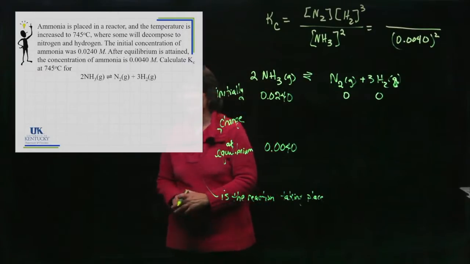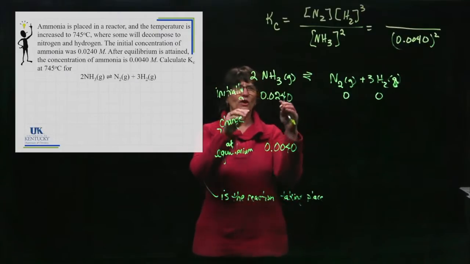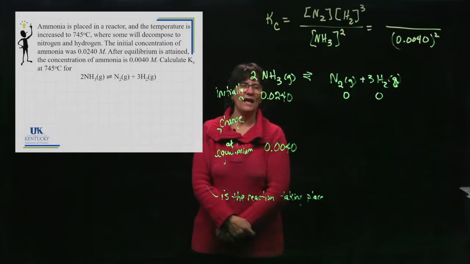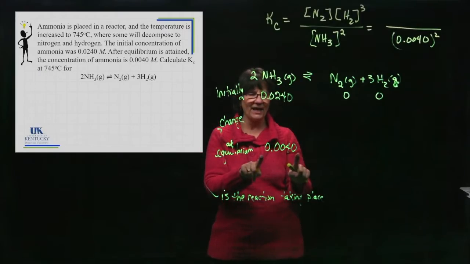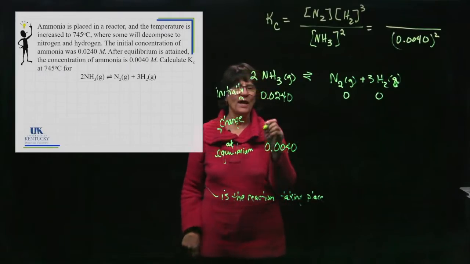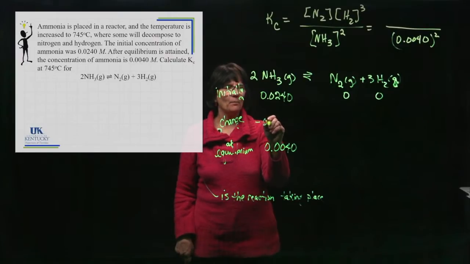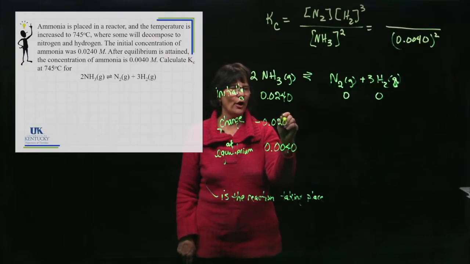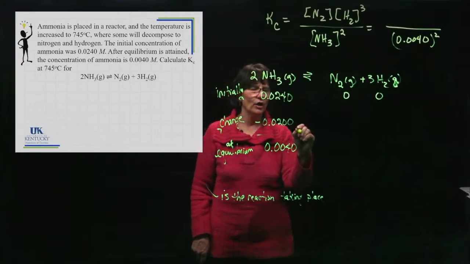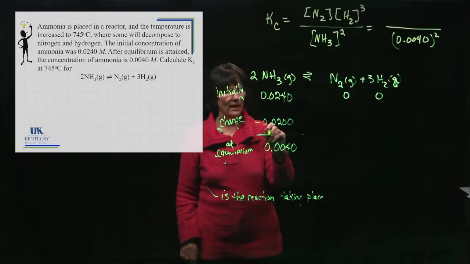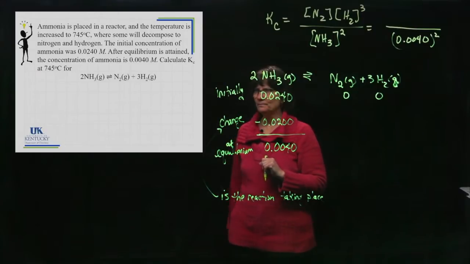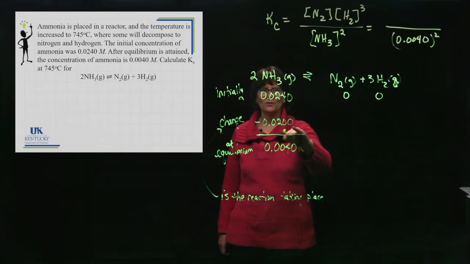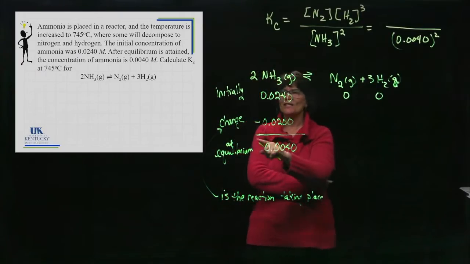Okay, it's actually happening, the change line. So let's look, how much change occurred for the NH3? Well, if I started with 0.0240 and I ended up with 0.0040, didn't I use up 0.0200? Look at those numbers. Stop and examine those if you need to and see where I got that number. Started with this and ended with this. This was the change.